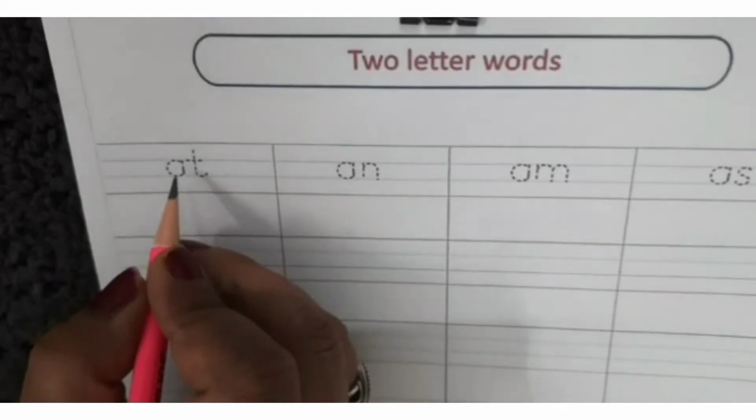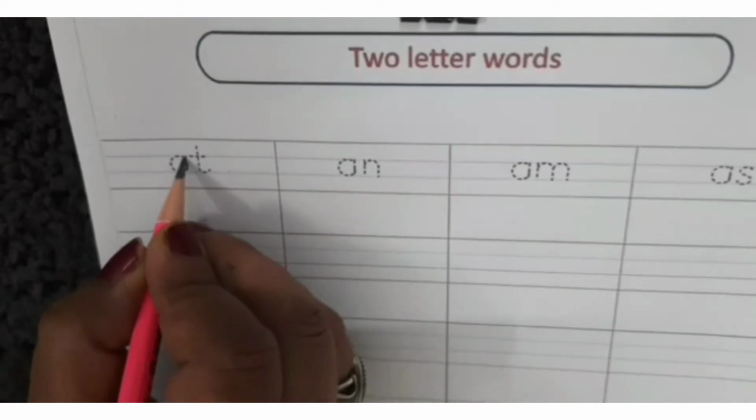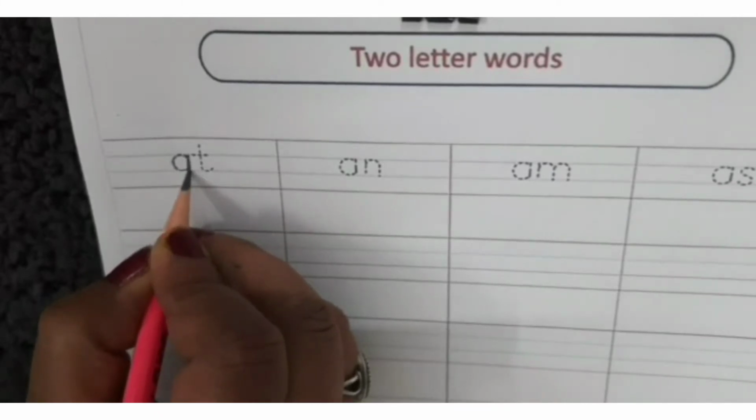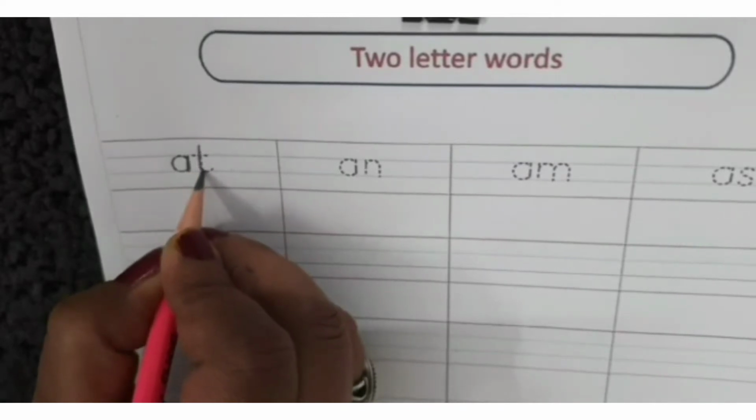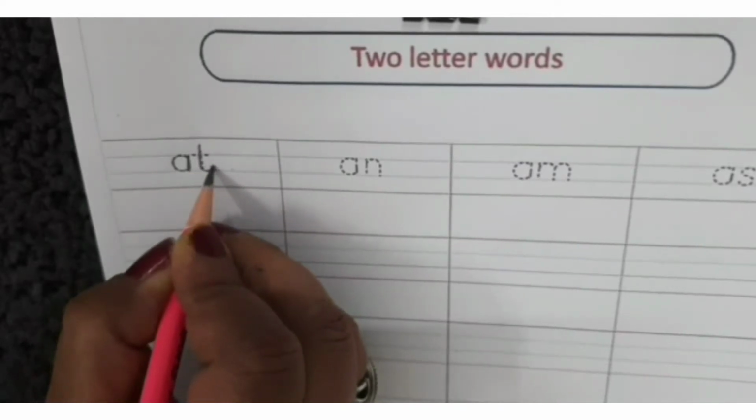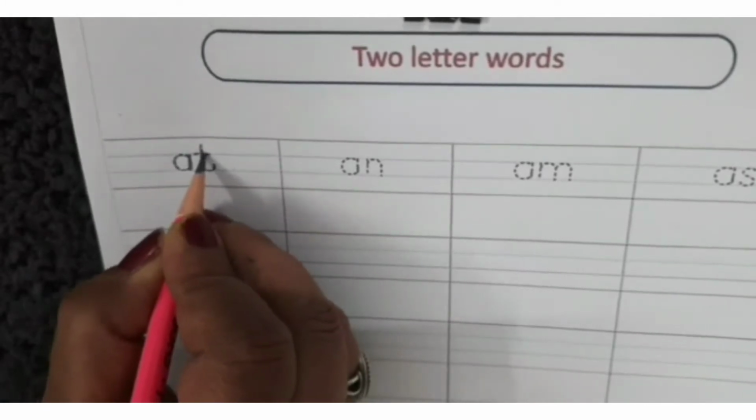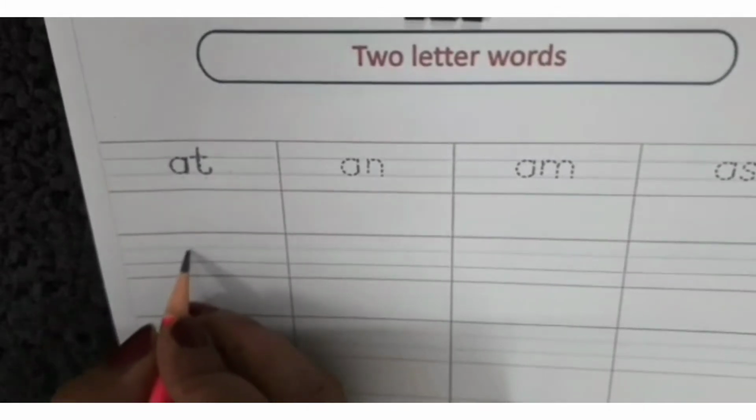First we will trace A, and that is written in two blue lines. C curve, go up and come down straight. And T, start from little bit below the red line, standing line, touch the second blue line, make a curve and go little bit up like this, and a sleeping line on the first blue line. At. A-T, at. Let us write over here.